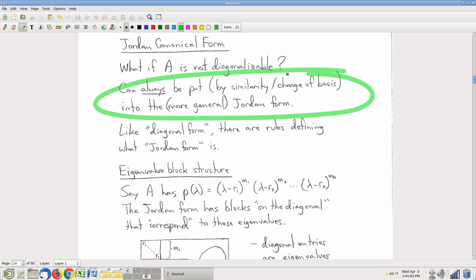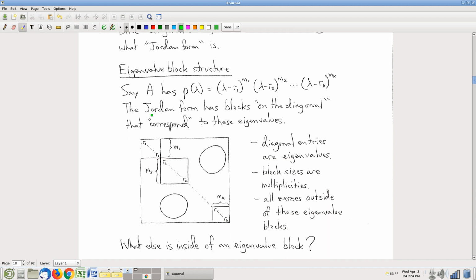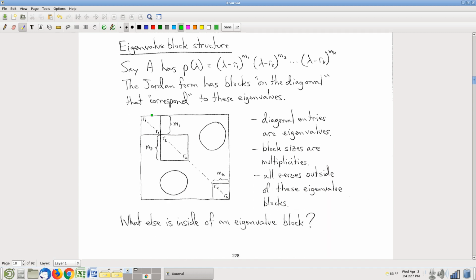The consolation prize, when you cannot diagonalize, you can always put a matrix into Jordan canonical form. So it's not as nice as a diagonal form. Diagonals are great. But it's always possible. Every time, no exceptions. So that's where we're at. The form itself, remember, has kind of different levels of structure. At the top level is what I like to call the eigenvalue block structure.